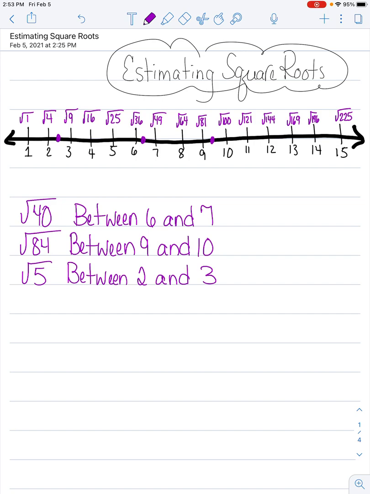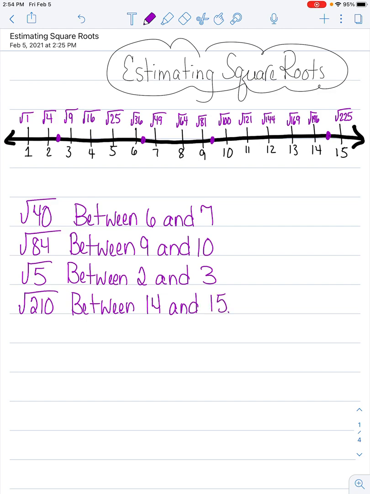Let's do a few more until you get the hang of it. So let's estimate the square root of 210. So I look at my square roots up top, and you're actually going to use this number line to help you with your practice. So it looks to me like the square root of 210 would be somewhere between the square root of 196 and the square root of 225. So I estimate that the square root of 210 is somewhere between 14 and 15.